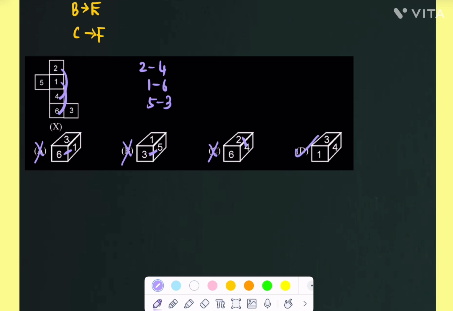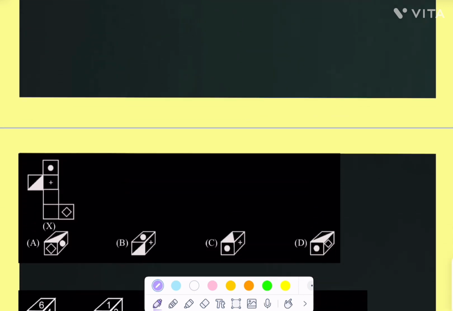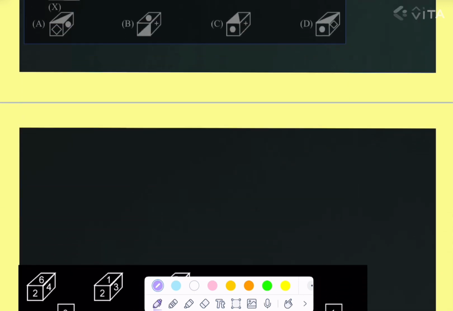Your option is 1, 3, 4, we can get it, right? 1, 3, 4 are adjacent faces, right? That is the meaning of it, we'll get it, right? And see the next question here in this part.